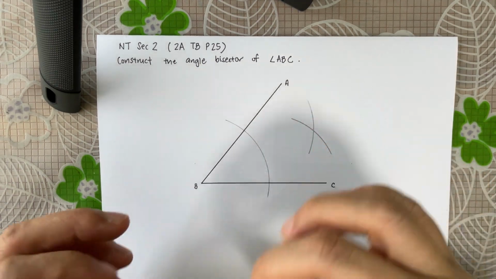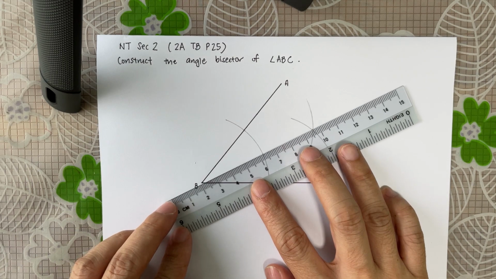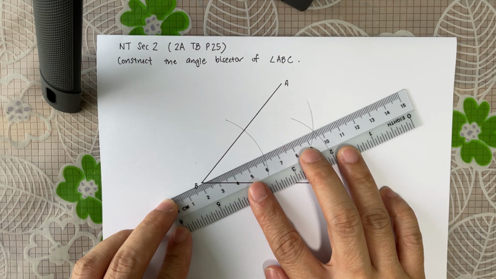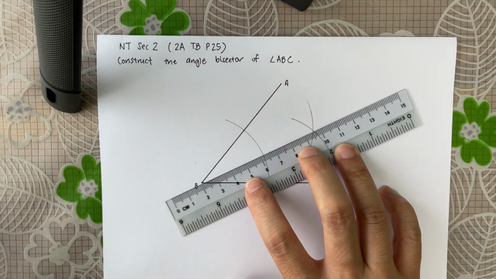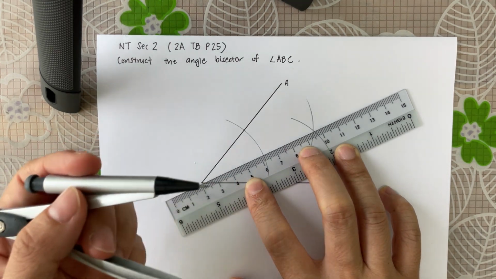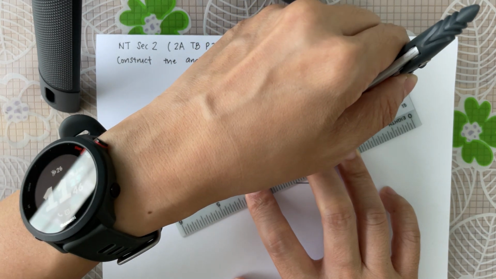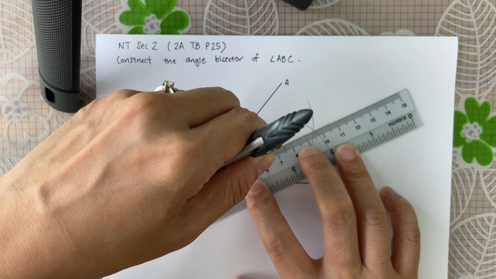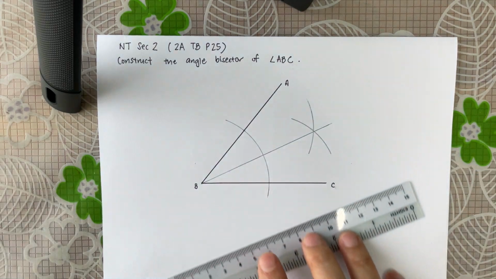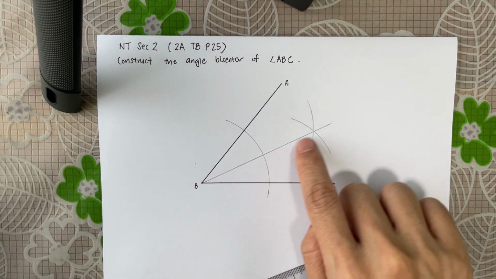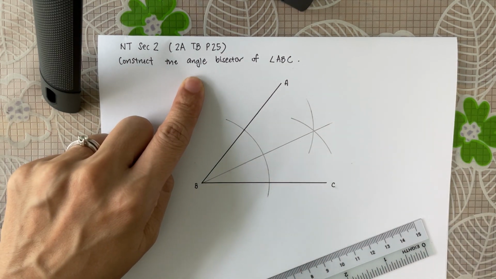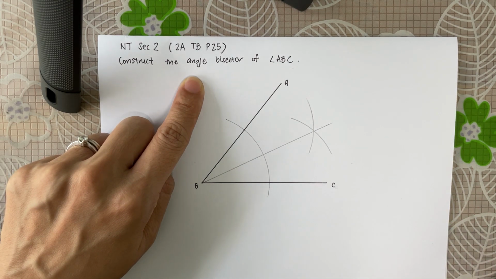So let's take a ruler. And you might use a pencil as well. If you do not have a pencil, you could make use of the pencil from the compasses. So I'm going to draw a line that crosses these two points. Now this line here is what you call the angle bisector of angle ABC.